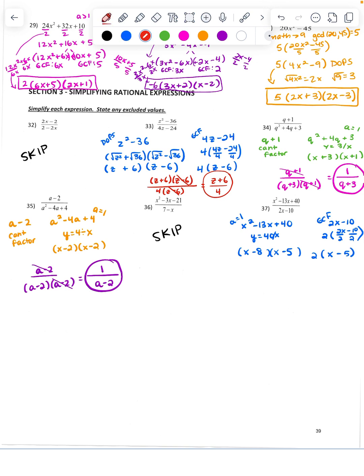So now I have my factored form. My top is factored as x minus 8 times x minus 5, and my bottom is factored as 2 times x minus 5. Because the x minus 5s match perfectly, they can cancel out, and I'm left with x minus 8 on the top and 2 on the bottom as my final answer.